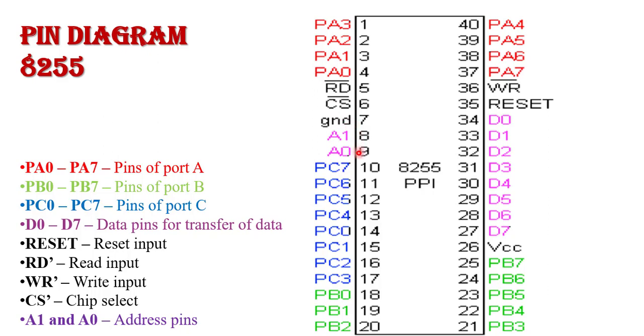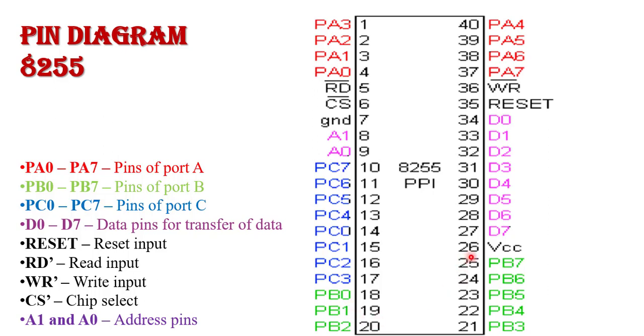Pin number 8 and pin number 9 are A0, A1. These are port address pins. They decide the address of the port. Pin number 10 to 17 are the pins of port C. Now pin number 18 to 25 are the pins of port B.